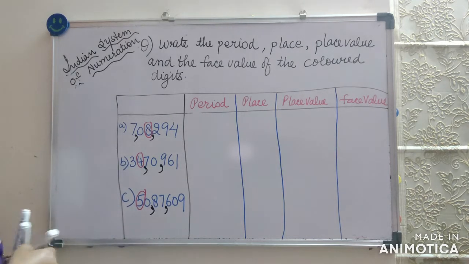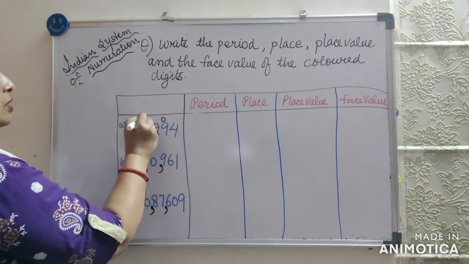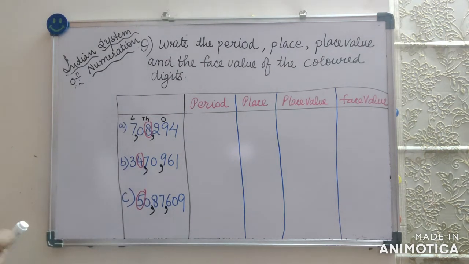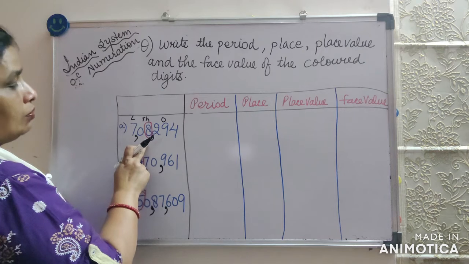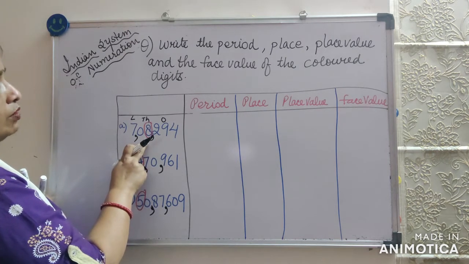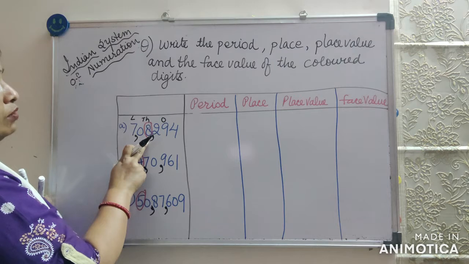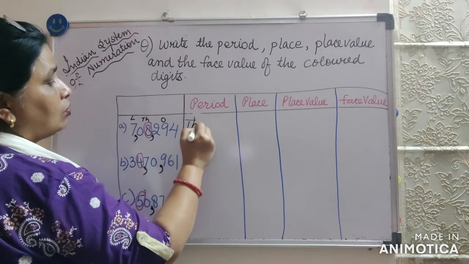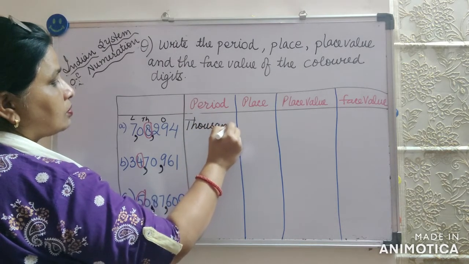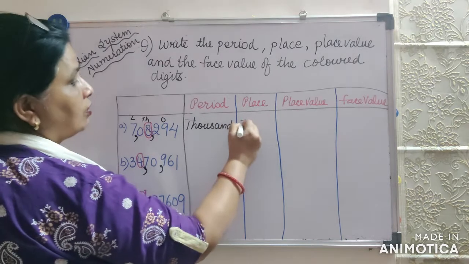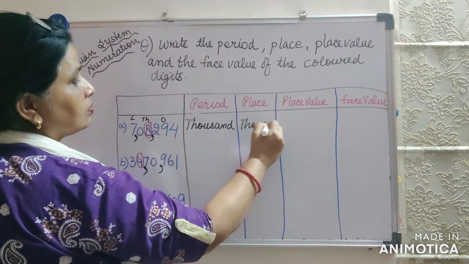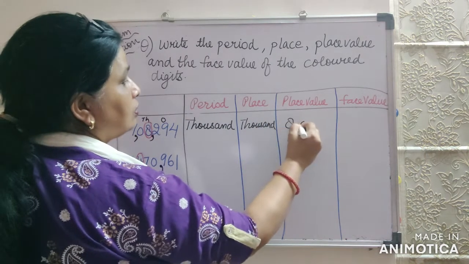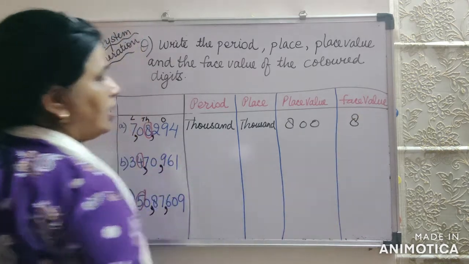Now as you know, what is the period? This is ones, this is thousand and this one is lakh. You can write down this also with the pencil, right children? Now here you will have to tell the period, place value and face value of 8. So what is the period of 8? 8 is at thousands place, so its period will be thousands. Place, that will also be thousands. What is the place value? Place value will be 8 into 1000, which means 8000, and the face value will be 8.